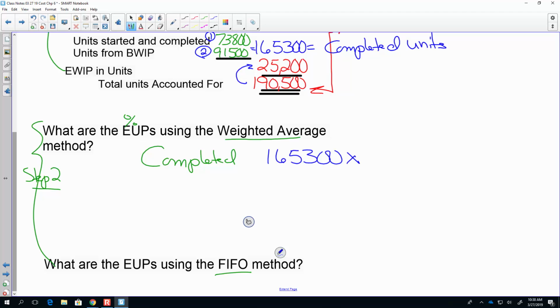I'm going to multiply that by a percentage because that's what equivalent unit is, a percentage of work. How much effort did I complete this period? 100%. My EUP, or equivalent units of production, is 165.3. Just multiplying them out. In addition, right, we have ending WIP.